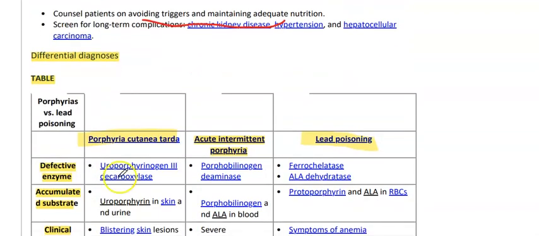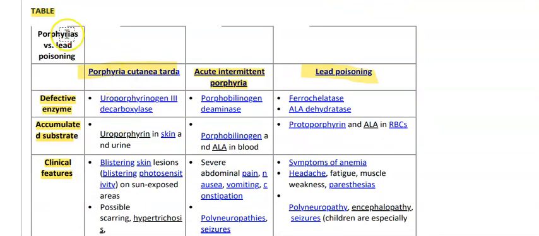Differential diagnosis. So we have PCT, AIP, and lead poisoning. In PCT, uroporphyrinogen decarboxylase is affected. In AIP, porphobilinogen deaminase, and in lead poisoning, ferrochelatase and ALA dehydratase are affected. Uroporphyrin accumulates in skin and urine. Porphobilinogen and aminolevulinic acid accumulate in blood. Protoporphyrin and ALA in RBCs.